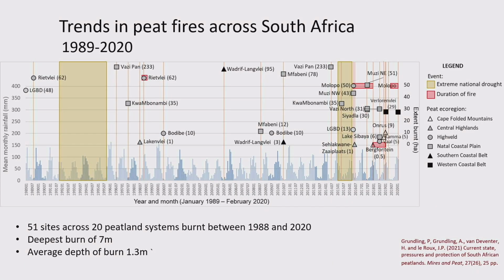So as you can see on this graph, South Africa has experienced an increasing number of peat fires since 1988 until 2020 when the study was conducted. The deepest burn was 7 meters.